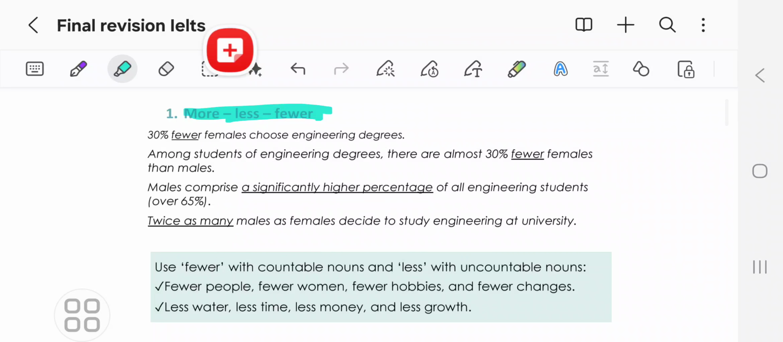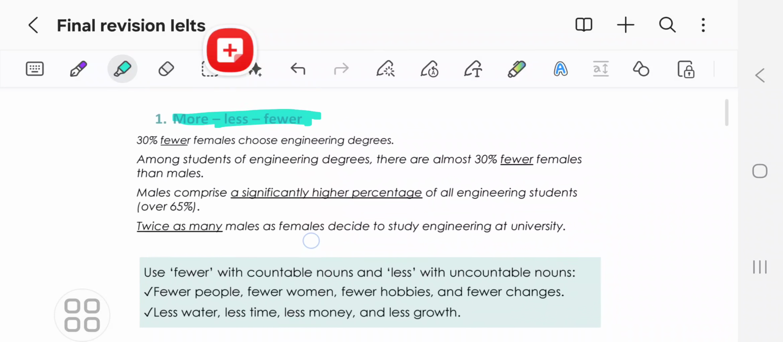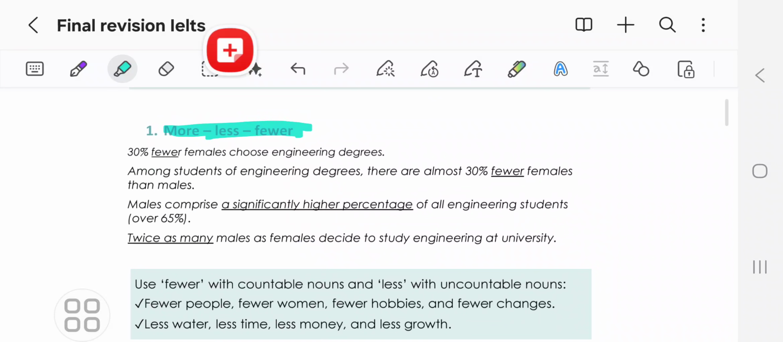More, less, fewer, you know this thing. So I'm going to tell you about this. Let's talk about an example, that's how we're going to remember it more. 30% fewer females choose an engineering degree. Among students of engineering degree, there are almost 30% fewer females than males. Males comprise a significantly higher percentage of all the engineering students.